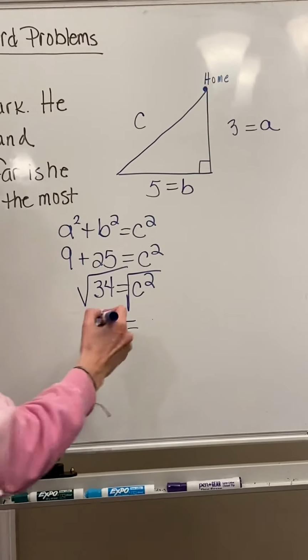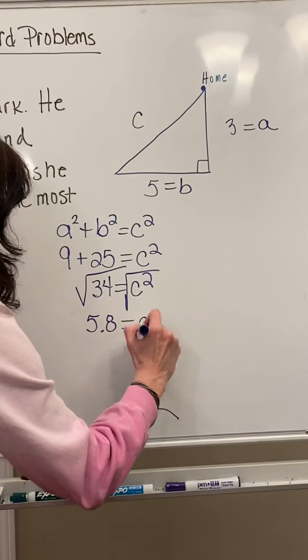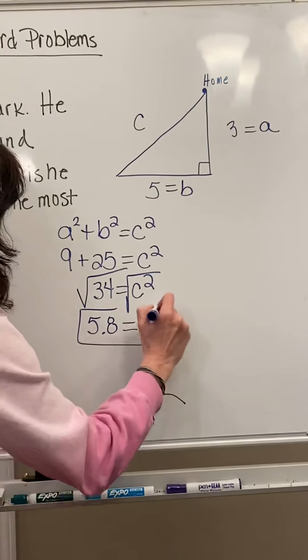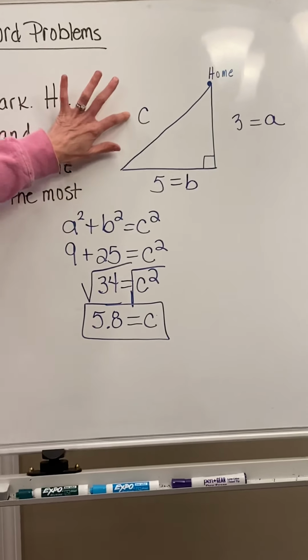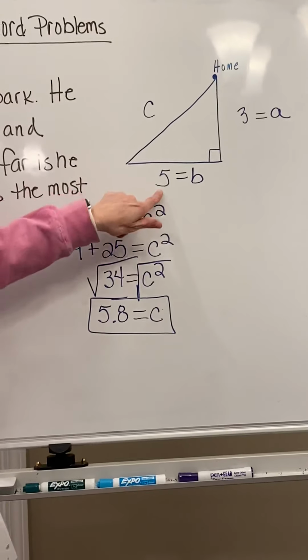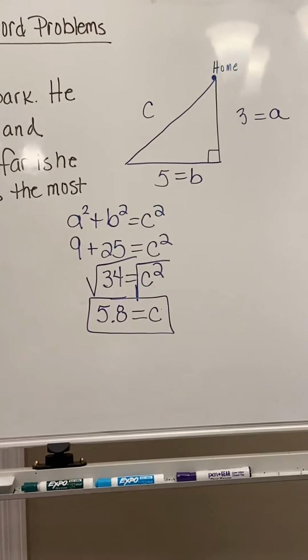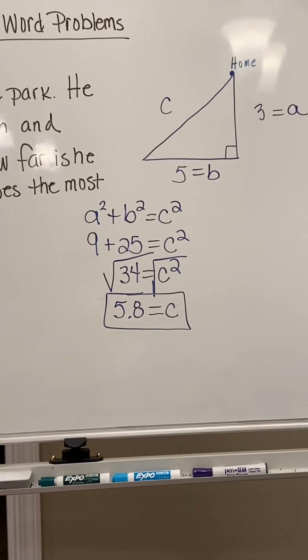Square root of 34 to the nearest tenth is 5.8, and that is going to be the value for C. Also remember, C has to be my longest side. So that does make sense because 5.8 is longer than 5 and is longer than 3. So the direct route home would be 5.8 miles for number 1.